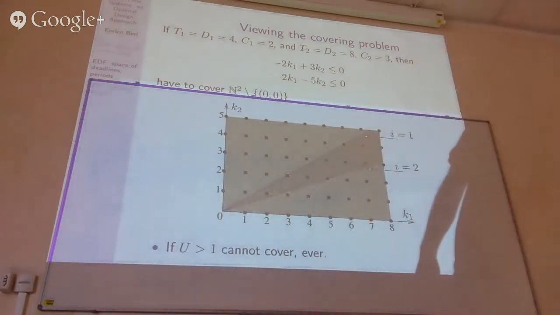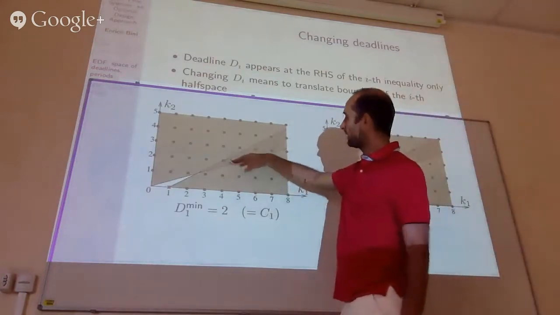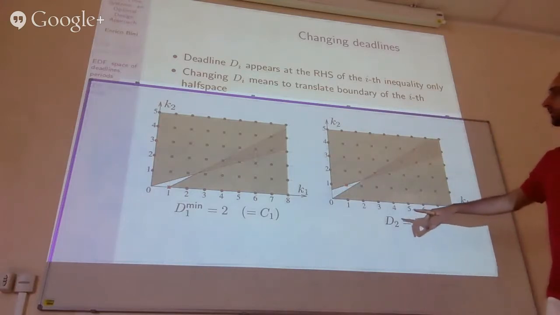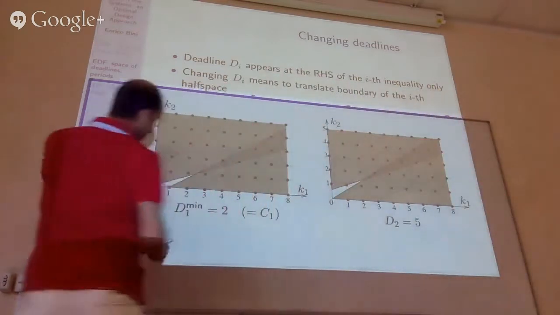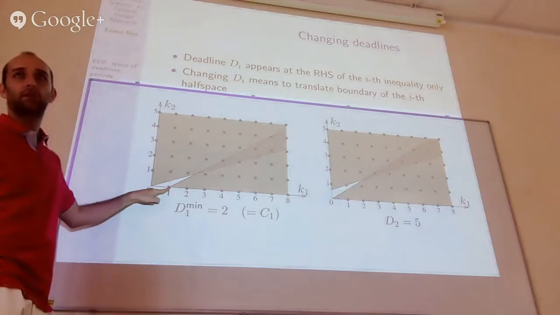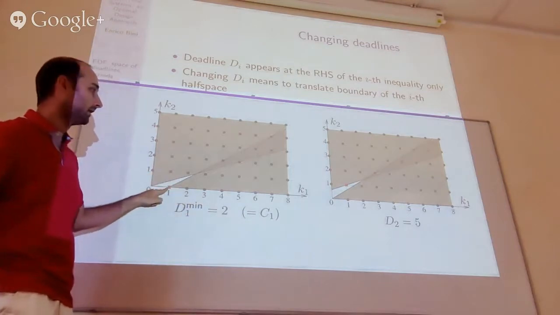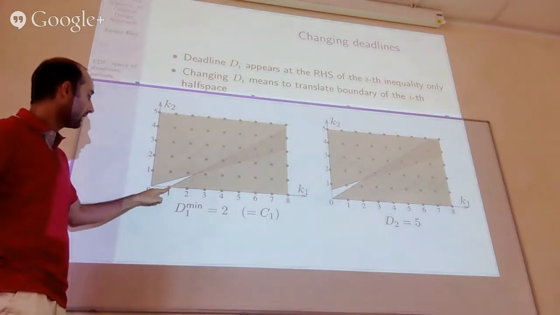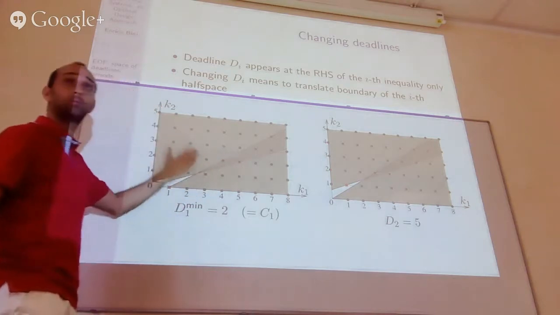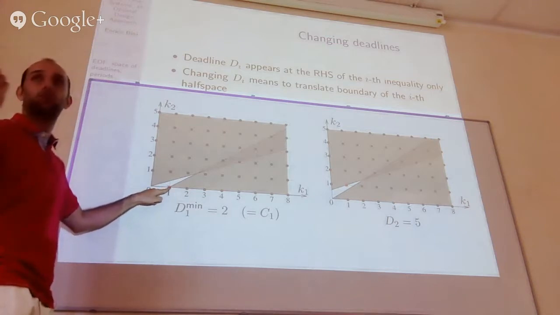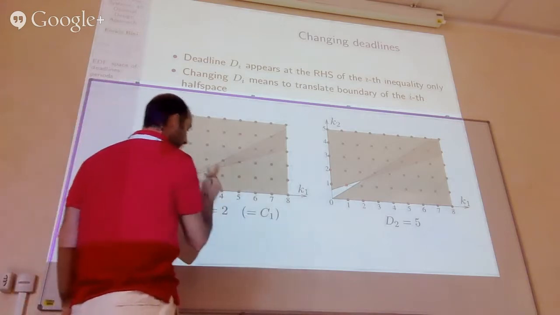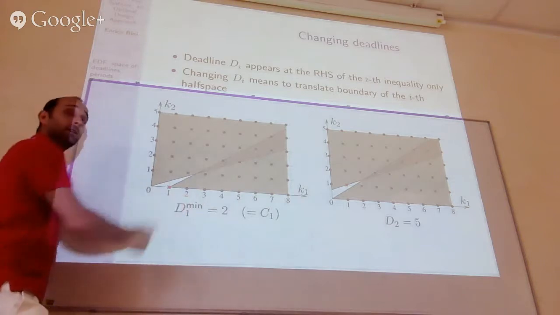How much can we decrease it? Here I'm decreasing D1 from this condition above. By decreasing D1, how much can I push it down? As long as I cover this point, because if I push it farther, this point is not going to be covered anymore, and then the condition is false. So by putting this point into the machinery, we find that the minimum deadline for D1 is equal to 2.